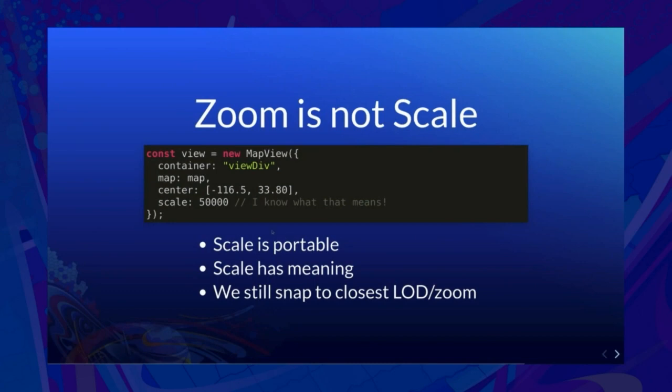So what's more reliable is setting the scale of your map. This way your application will be specific whether or not you change to use raster-based maps or vector-based maps. Because scale is portable, scale has meaning. And even if you define a scale, we're still going to snap to the closest level of detail. So this just makes it more consistent across your applications.